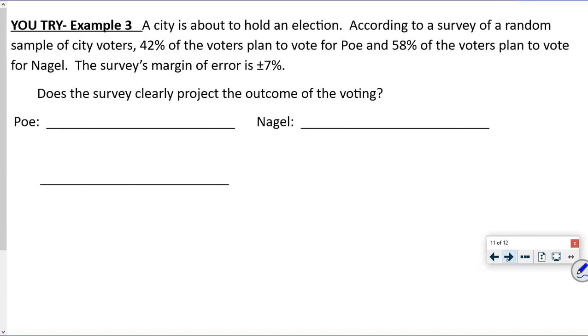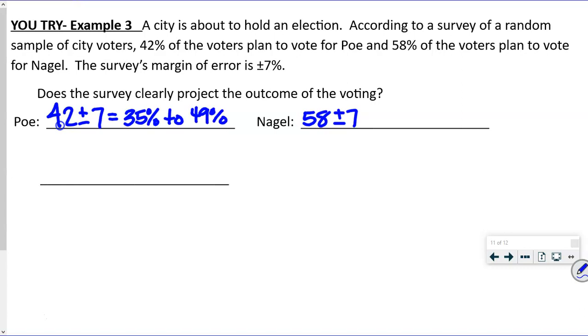All right, so on this one, we've got, according to the survey of a random sample of city voters, 42% of the voters vote for Poe, and it has plus or minus 7. And 58% voted for Nagel. So that's going to be plus or minus 7. So that's going to be equal to, when we subtract 7, we get 35% to, and we add 7, we get 49%. Okay. Then over here, we subtract 7, we get 51% to, and we add 7, that's 65%.